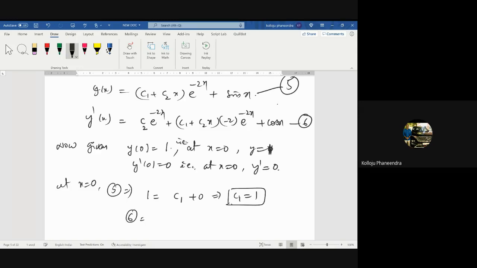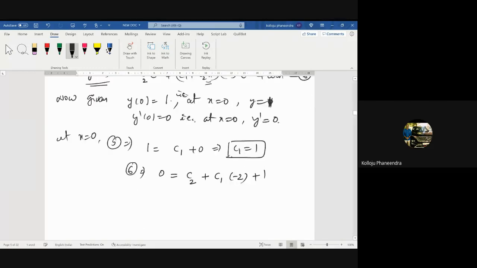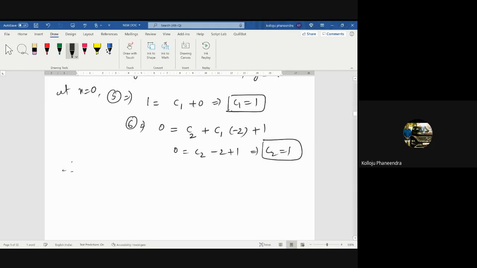Next, at x equal to 0, equation 6 implies y dash 0. This part 0. And this is C2. And here I will get C1. This part 0. And I will get -2, and this is +1. Cosine 0, 1. Already C1 value is 1. So 0 equals C2 plus, this is 1 means -2 plus 1, -1. C2 is also what? 1. Therefore, solution 5 becomes y of x equal to C1 plus C2x into e to the power of -2x plus sin x is the answer.